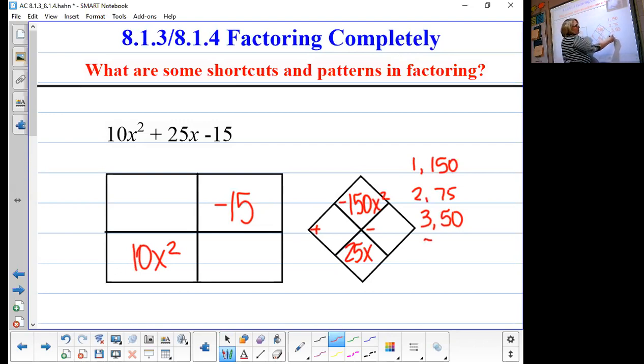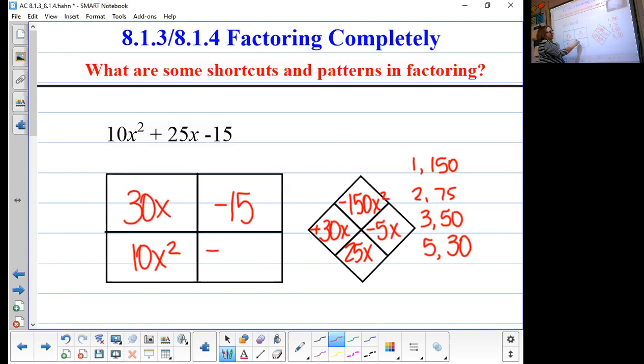4 doesn't go into it. What about 5 and 30? Hey, there it is, 5 and 30, difference of 25. So I want my 30 to be positive and my 5 to be negative. Now I'm going to put 30x and negative 5x.